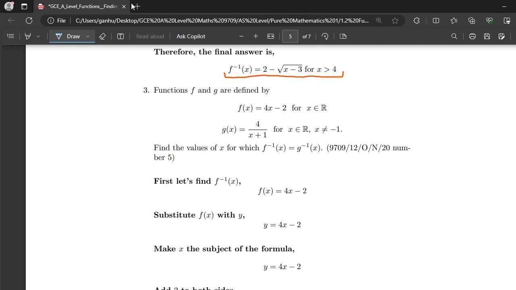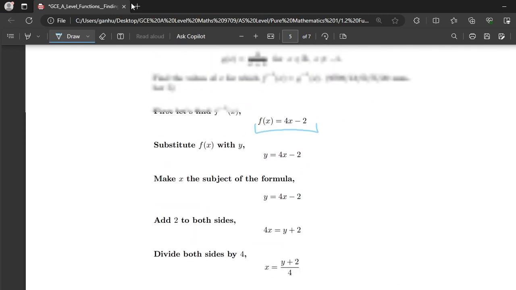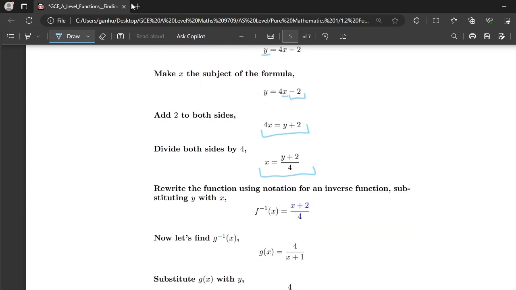So let's start by finding f inverse of x. We know that f of x is equal to 4x minus 2. So we start by replacing f of x with y. So it becomes y equals 4x minus 2. Then we want to make x the subject of the formula. So we're going to move the negative 2 to the left hand side. So it becomes 4x is equal to y plus 2. And then divide both sides by 4 to make x subject of the formula. So f inverse of x is equal to x plus 2 over 4.